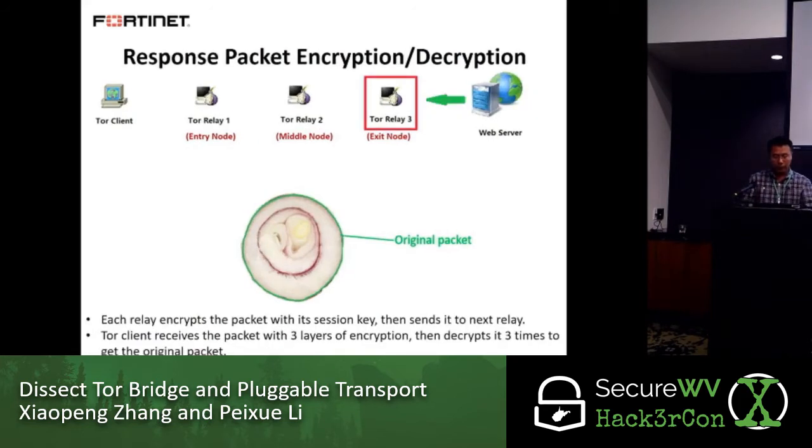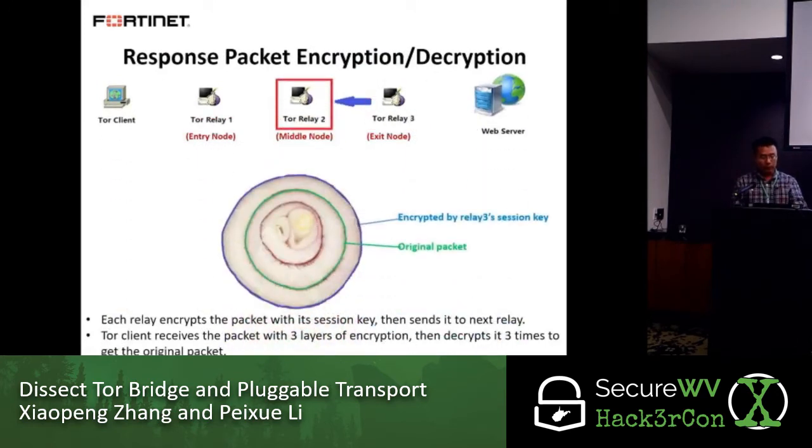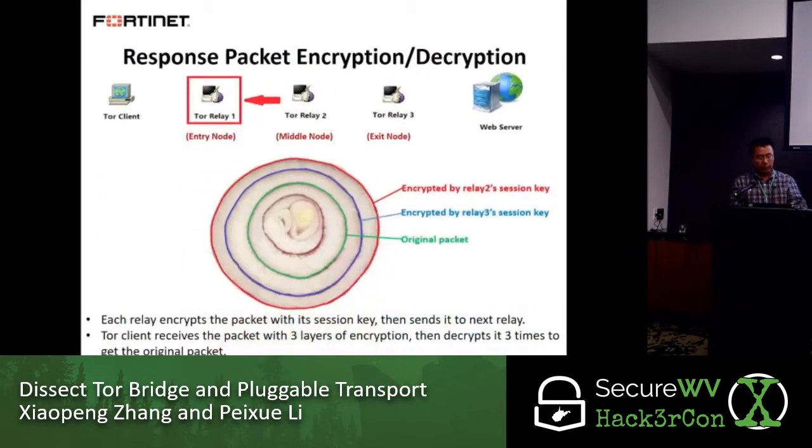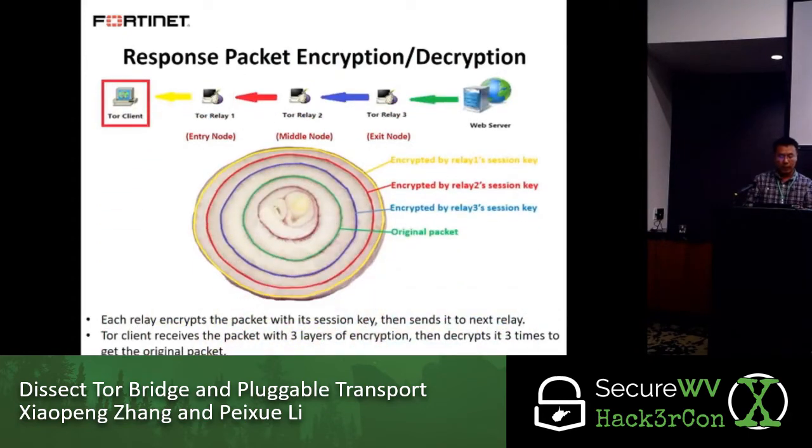So then let's see how the packet is sent back from the destination web server to the Tor client. Firstly, the web server sends the original response packet to the exit node. Then the exit node encrypts the packet with its session key, then sends it to the middle node. Then the middle node encrypts the packet with its session key, then sends it to the entry node. The entry node encrypts the packet, then sends it to the Tor client. So finally, the Tor client receives the packet which is encrypted 3 times, just like this one.